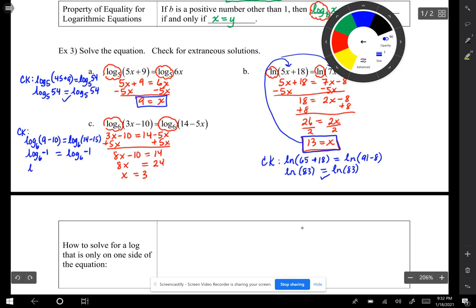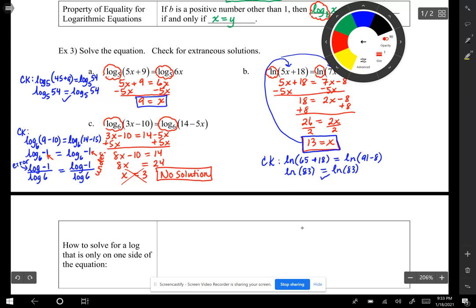Here's what you can't do. You can try using change of base and say, hey, what's log negative 1 divided by log 6? This top part will give you an error message because there is no such thing as the log of a negative number. So even though the left side is equal to the right side, it's not defined. So this part right here is undefined. It gives you an error message. So this is a no solution. This is an extraneous solution.